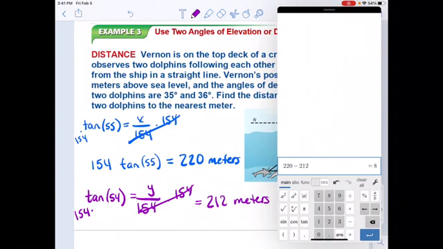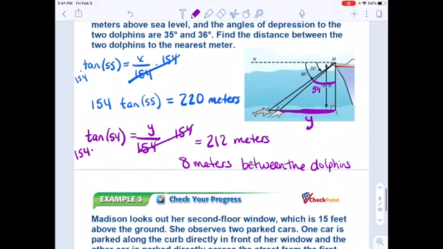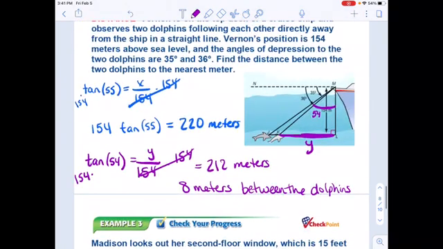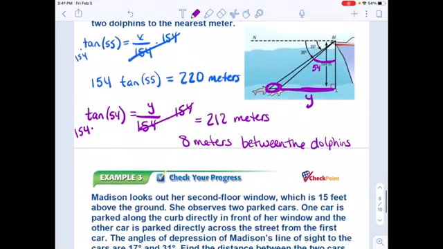So the distance between the dolphins is actually 220 minus 212, which is 8 meters. So there's 8 meters between the dolphins. All right, that's about 24 feet, a little bigger than that. So that's just two problems in one, basically, where you then have to find the final answer, which was that guy right there. Crazy how much one degree of depression makes a difference in the actual distance away.